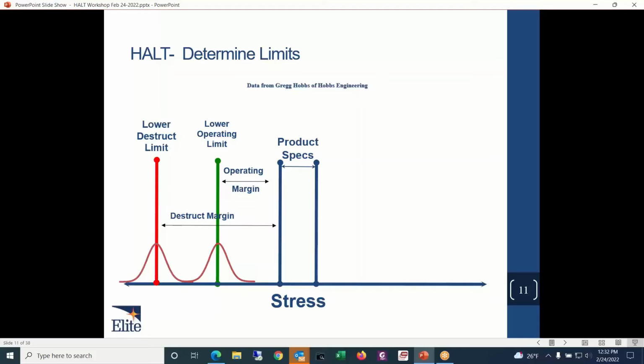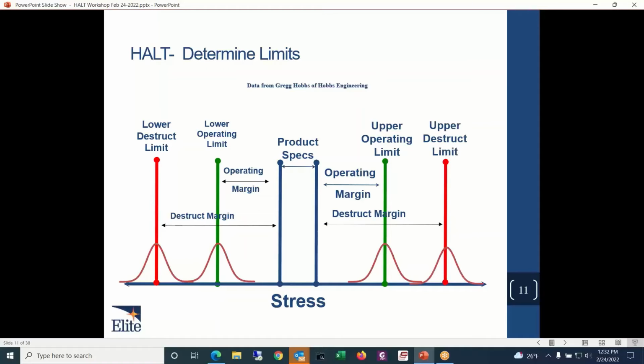We might even continue to even lower temperatures to find a lower destructive limit, maybe this is something we might see like an LCD display. On the other end, we would continue for the upper operating limit, whether this is temperature or vibration, and find an upper destruct limit, again for temperature or vibration, or even voltage, whatever the spec is that we're trying to understand these margins for.